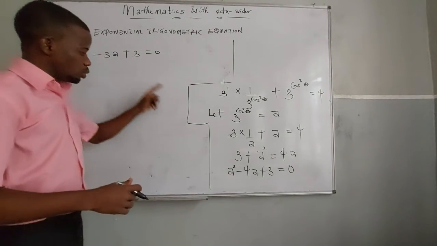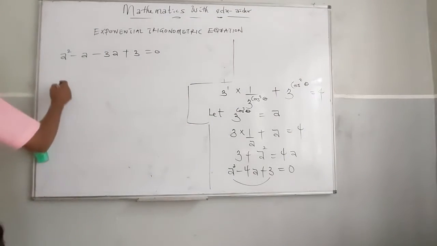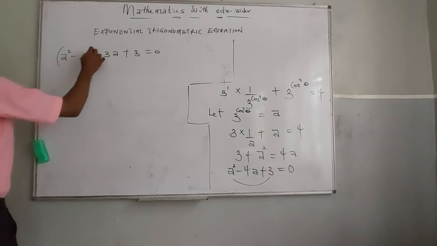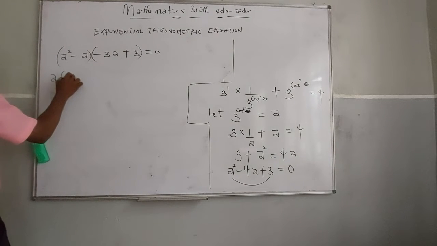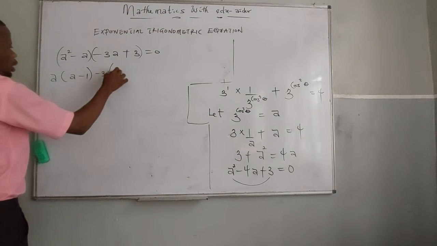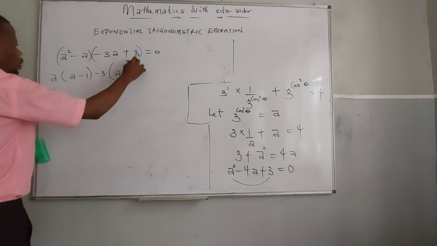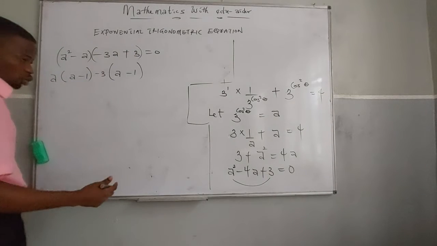This times this will give us this, right? We are correct. So now factorize by grouping. What's common here? We have a open bracket a minus 1. What's common here? We have minus 3 open bracket a minus 1. Minus times this will give this, times this will give this. So we are good, right?